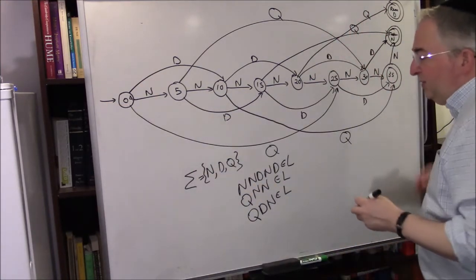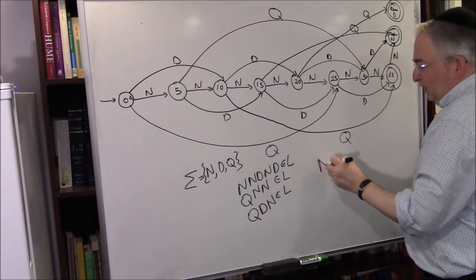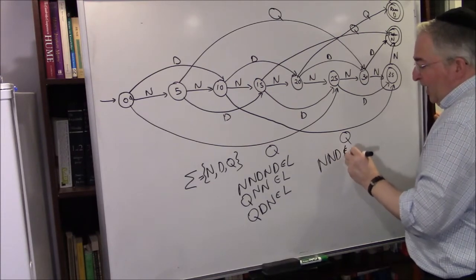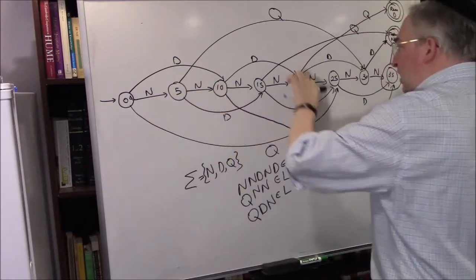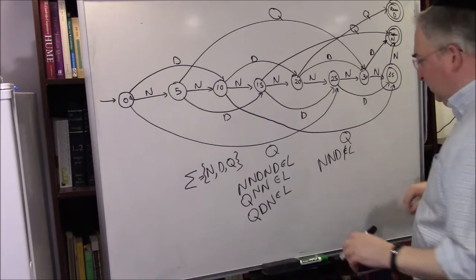Let's look at some things that are not in the language. Nickel, nickel, dime is not in the language. Let's just see why. Nickel, nickel, dime is not in the language because it ends up in a non-accepting state.